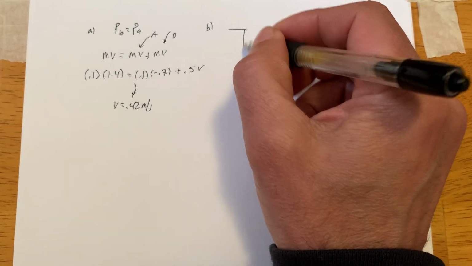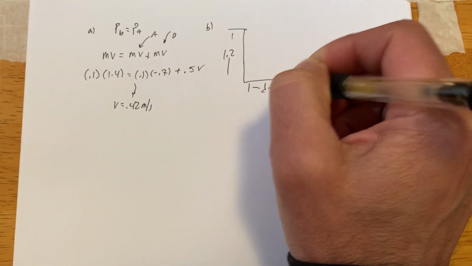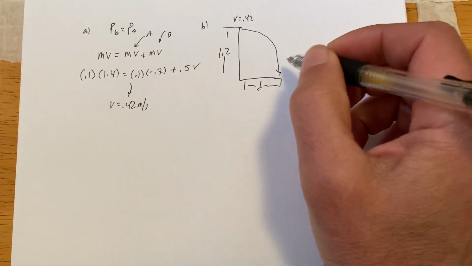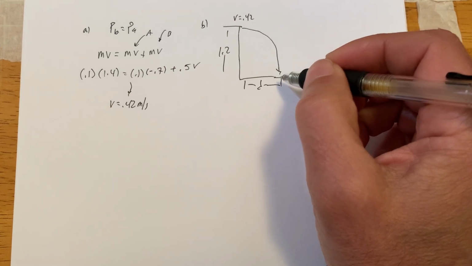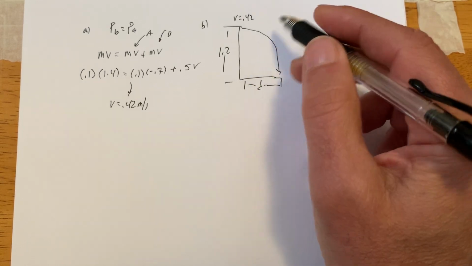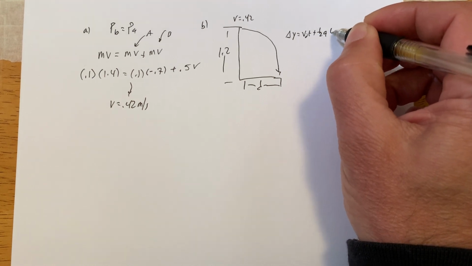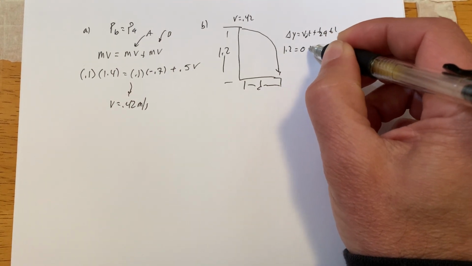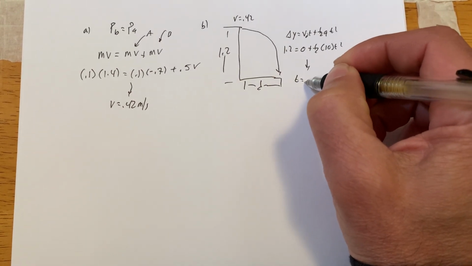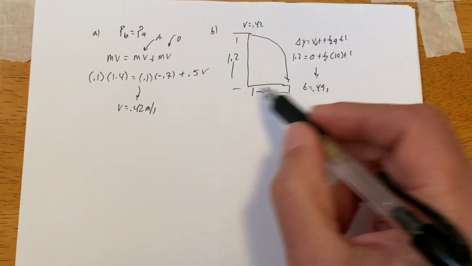So let's take a look. Here is my 1.2. I want to know what D is right there. It's going to go off like this. I think I know the speed now, which is 0.42. If I want this horizontal distance, I'm going to need the time. And I can get the time because I know how high vertically this is. So delta y is v0t plus 1/2 a t squared: 1.2 equals 0 plus 1/2 times 10 times t squared. Doing a little bit of math here, I get a time of 0.49 seconds. Now I know how long it's in the air.